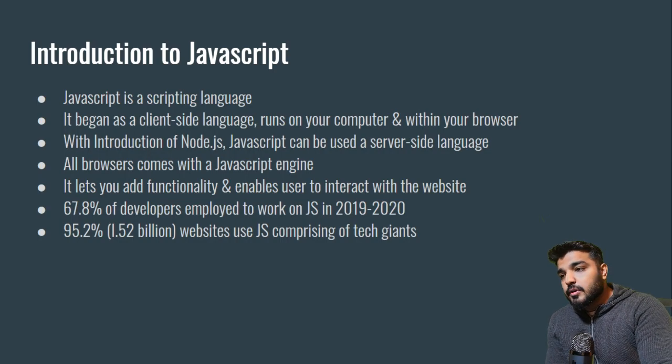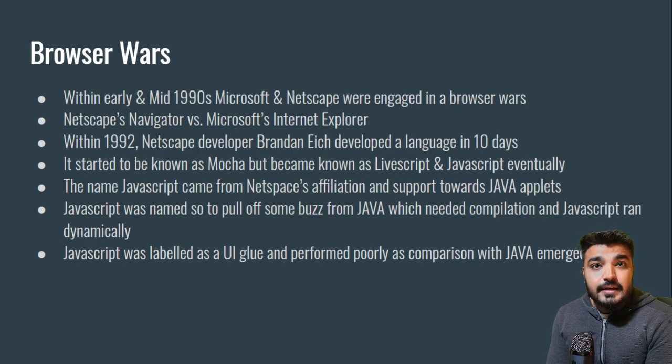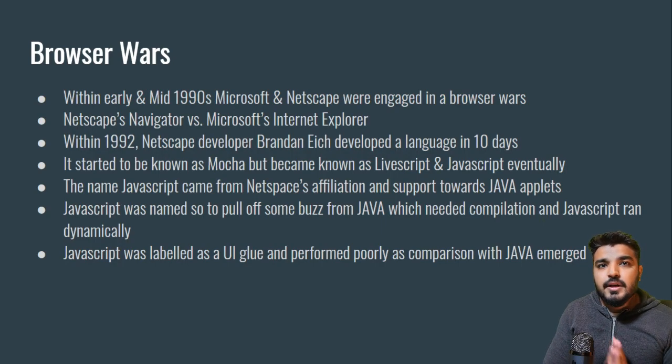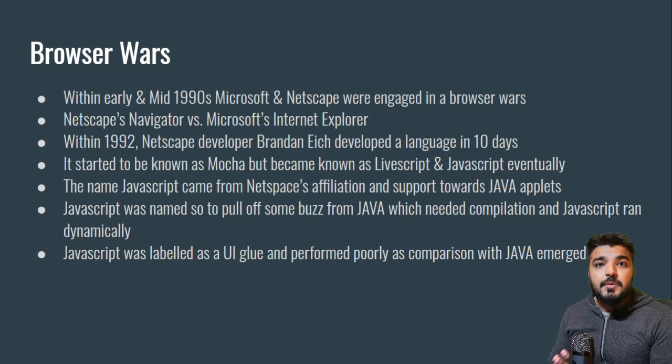So moving on. This is not a hyped up heading, the browser wars. It was actually the case in the early 1990s and mid 1990s, where Microsoft was up against Netscape. Netscape had this product of Navigator, and Microsoft had Internet Explorer. And in 1992, Brendan Eich came up with JavaScript in just 10 days. A lot of people say 14 days, but a popular opinion is 10 days, so we'll go with it.